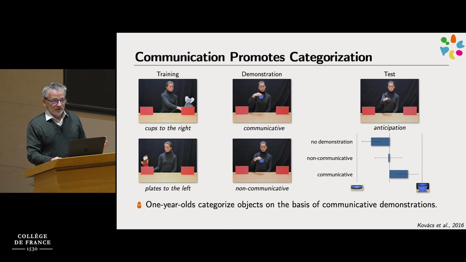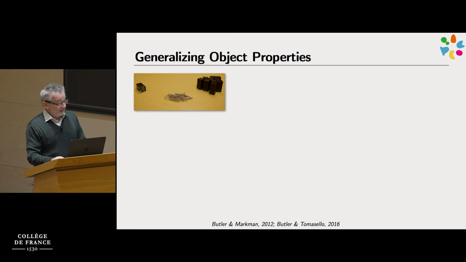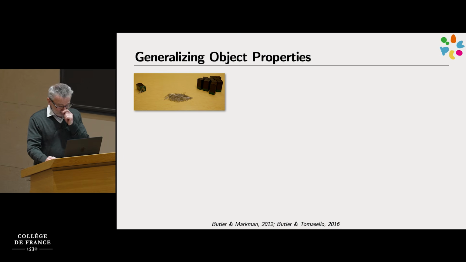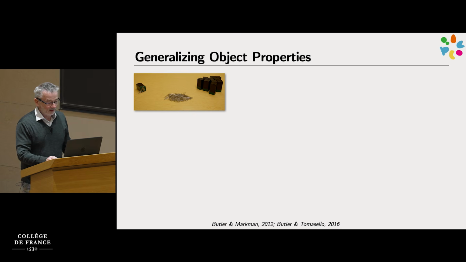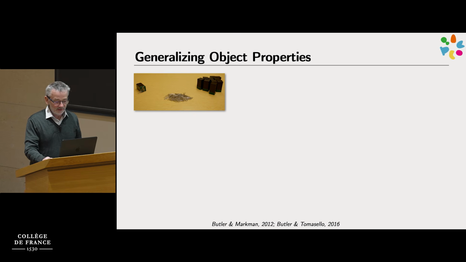But this is just categorization. It's again not like extension to other objects. So the best study that showed that young children can actually generalize their acquired knowledge, and they generalize it differently when this knowledge is communicated to them, was performed by Luke Butler many years ago. And the study goes like this.